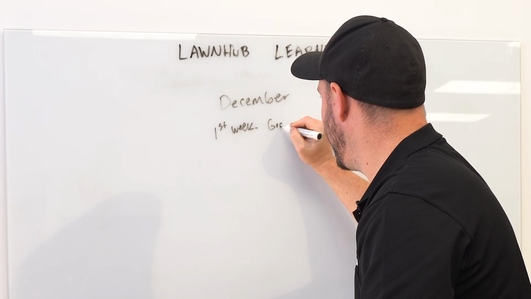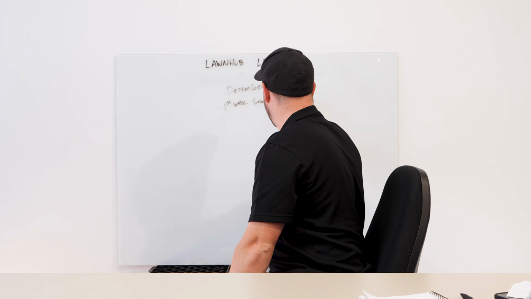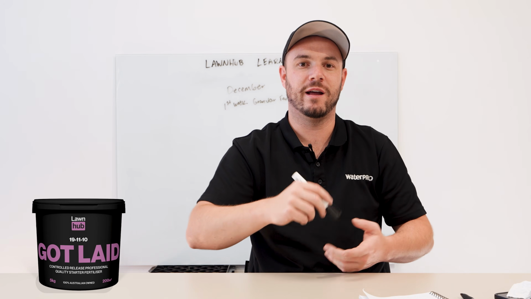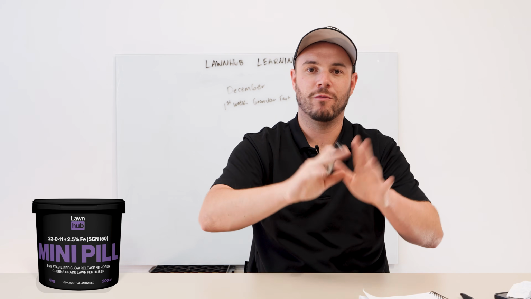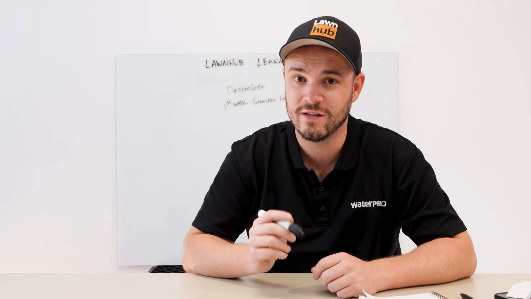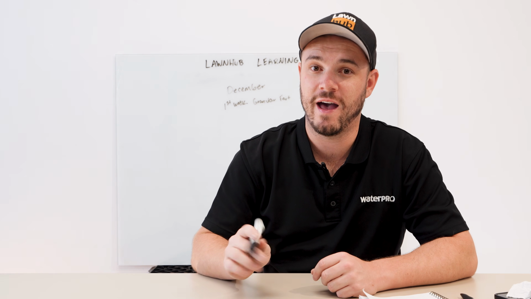Again, that is going to be your granular fert. So again, your Trojan, Prem, Got Laid, Mini Pill, whatever you choose to use. First week of December, get that in the soil because soil temps are going to be on the rise very quickly if they haven't already.